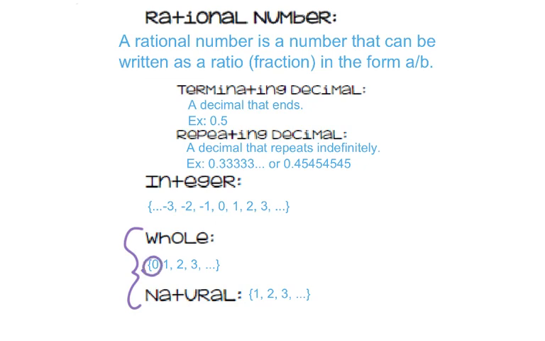0 is a whole number. That is not a natural number. Natural numbers start at 1 and they increase by 1. So 1, 2, 3, 4, 5, 6, all the way to infinity.